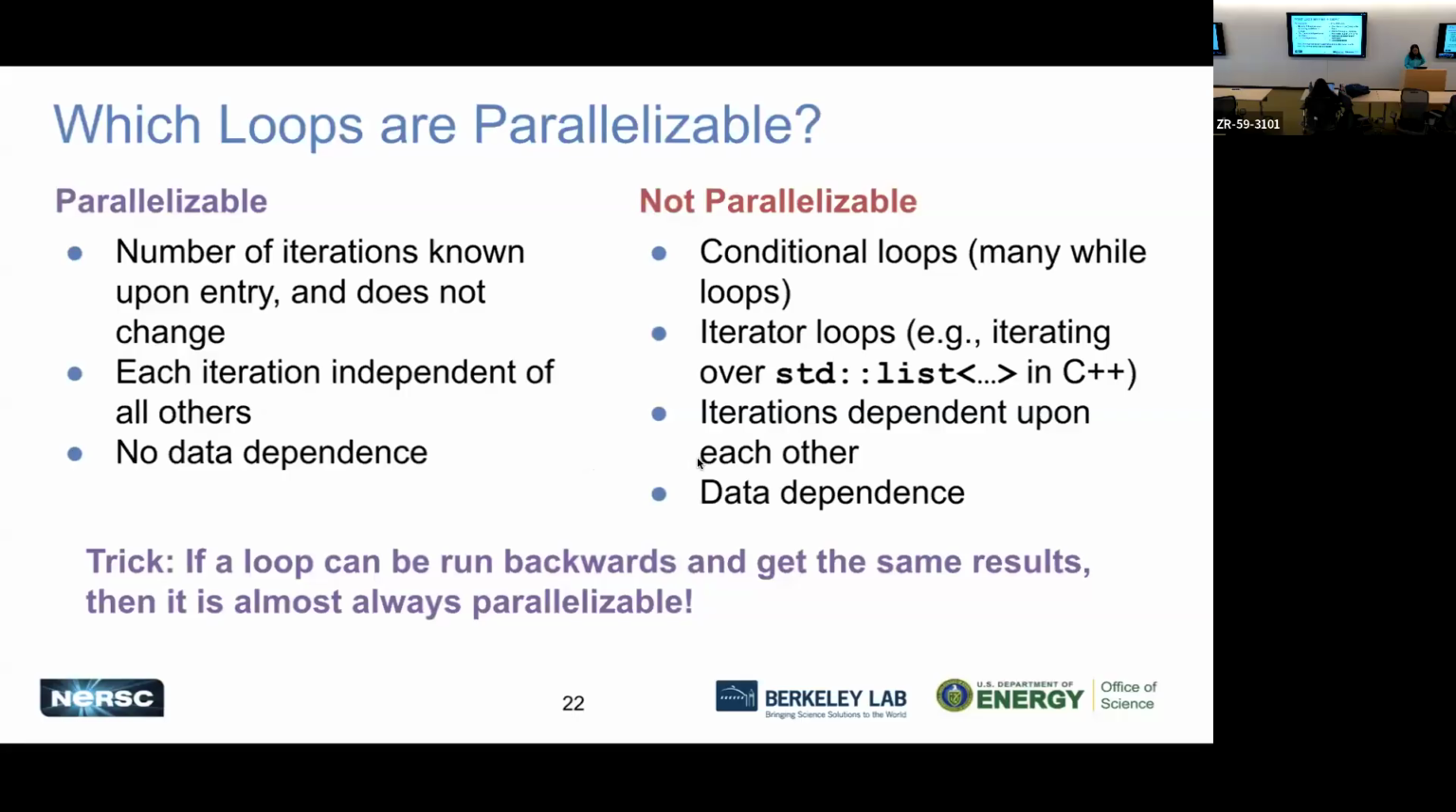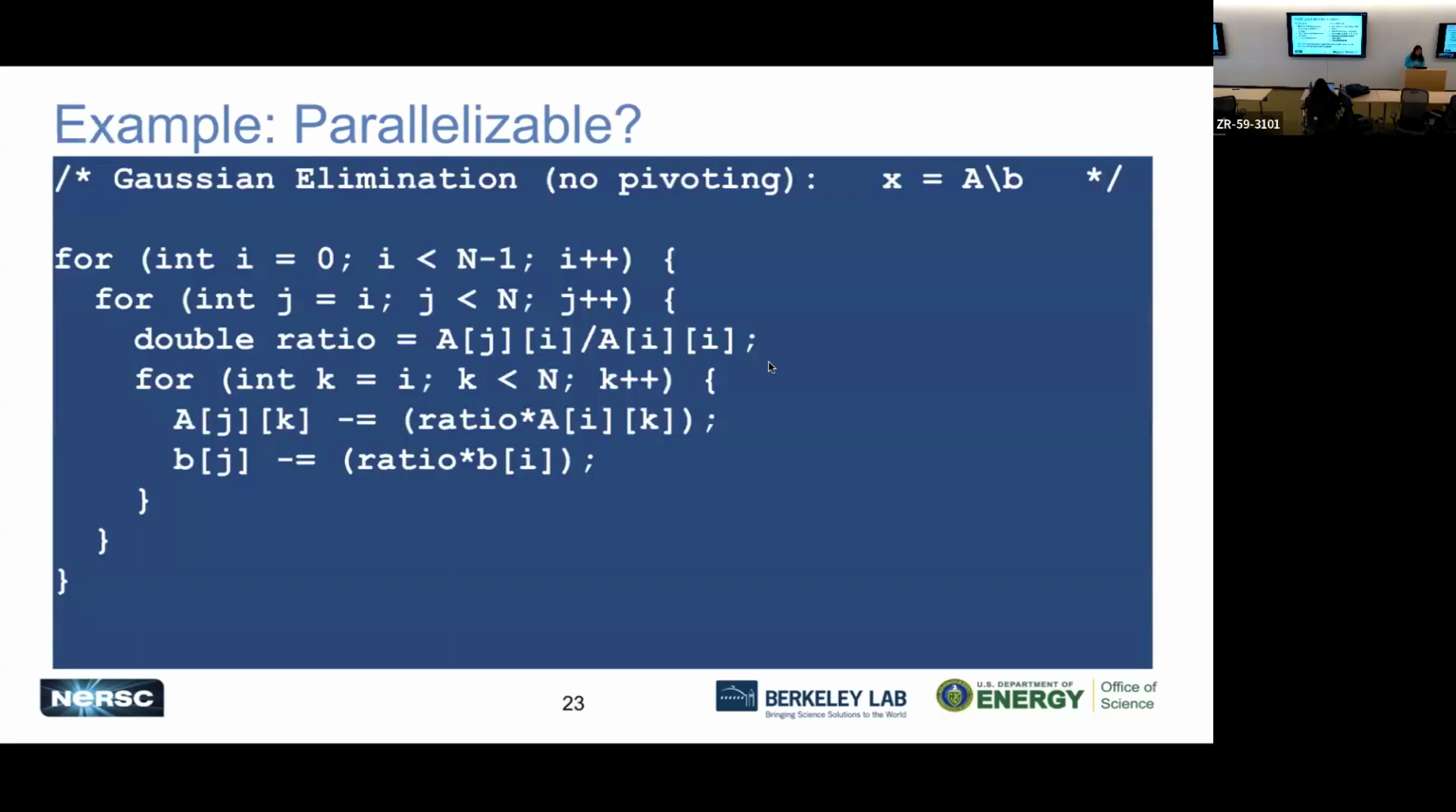So if there's data dependence, you cannot parallelize those. There's also, like C in C++, iterator loops, and those cannot be parallelized. A quicker way, not always correct, is to run the loop backwards. If you get different results, it's definitely not parallelizable. If you do it backwards but still get the same results, it's likely parallelizable, meaning there's no data dependence.